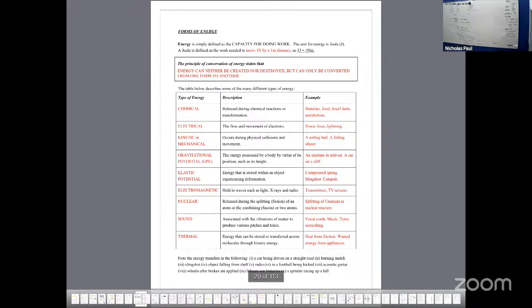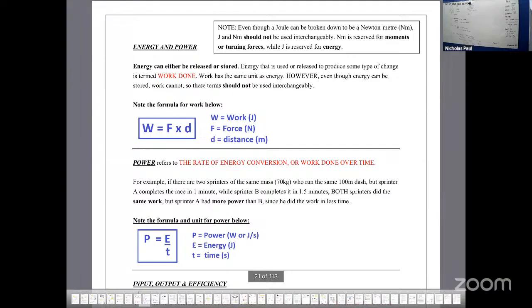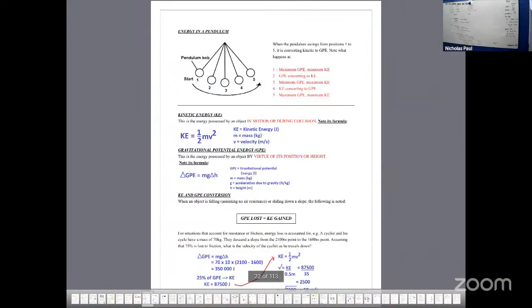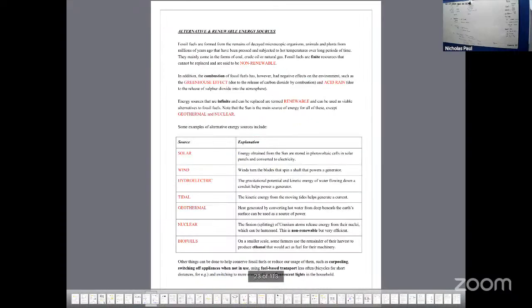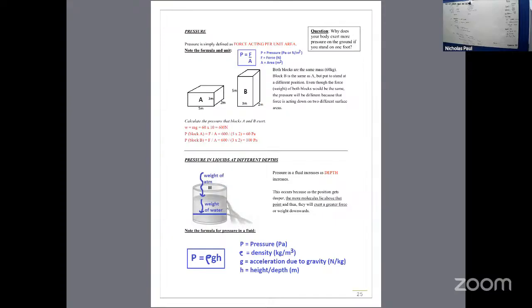All right, so I want you to read off all types of energy, and we are going to focus on kinetic and potential next. Power, energy, and kinetic and potential. All right, so we can stop there.